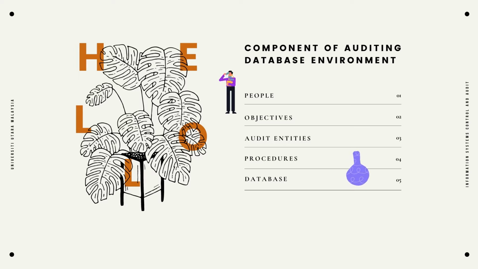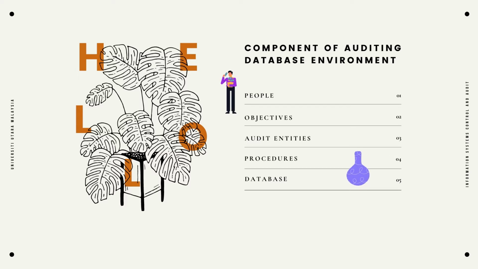First one is people. People include the staff, managers, security administrators, and auditors. Second is the objective. The objective is to meet organization policies, to maintain document accuracy, or to meet the system goals. The third component is the audit entities. The audit entities refer to employees, documents, processes, systems, and activities.